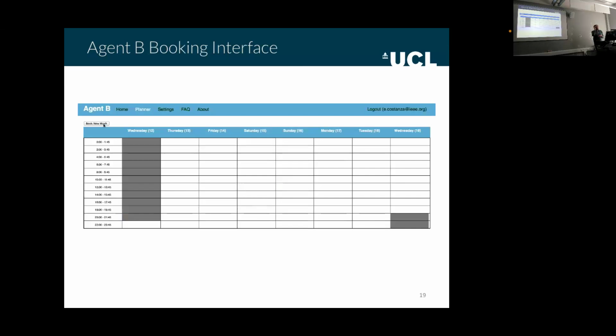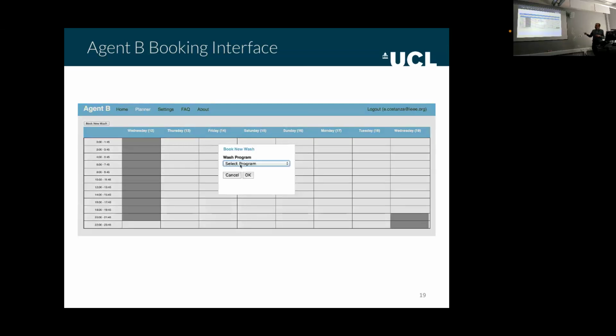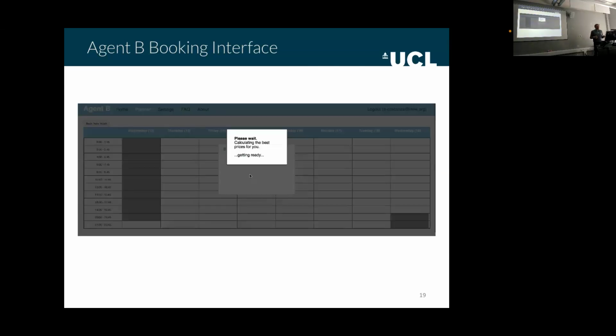So for that, we designed an interface to essentially allow you to book your washings. You start by selecting the type of program that you want to run, which determines how much energy you need and the duration of the program.